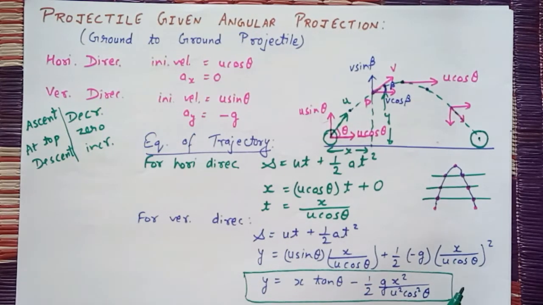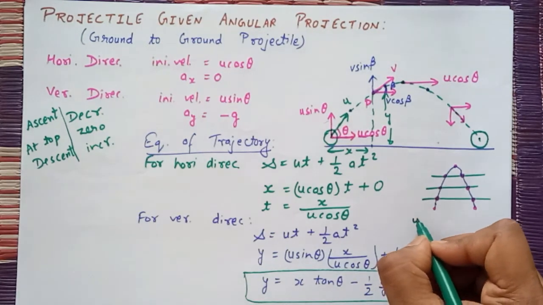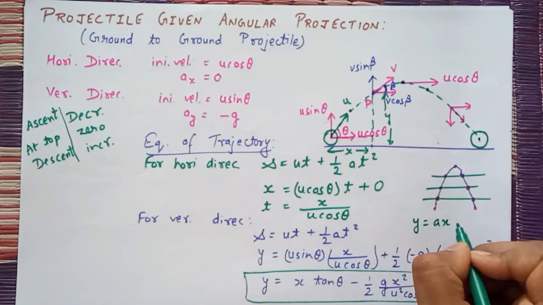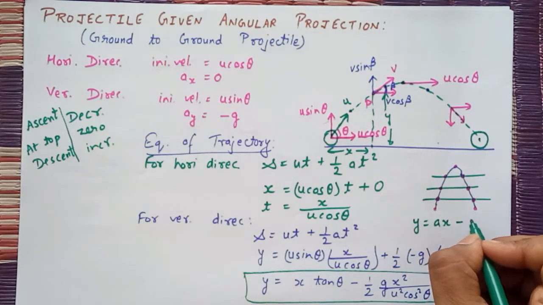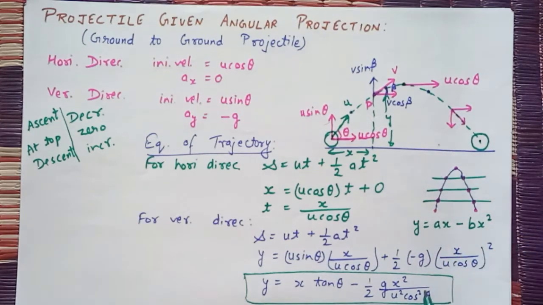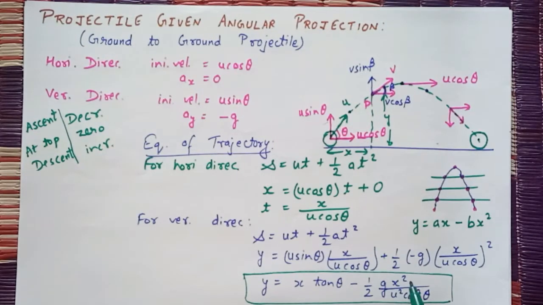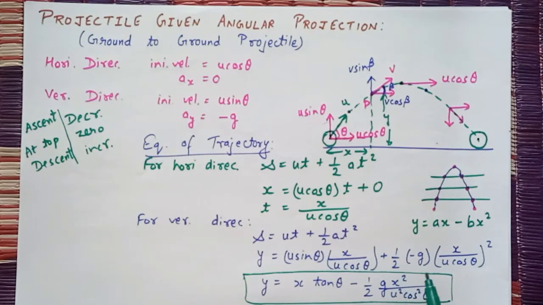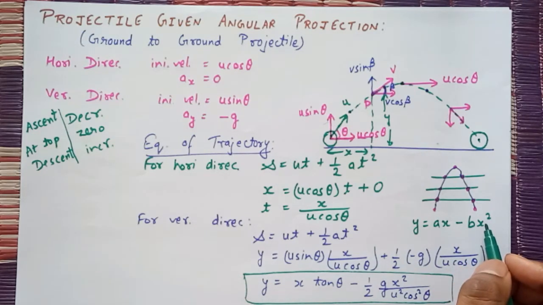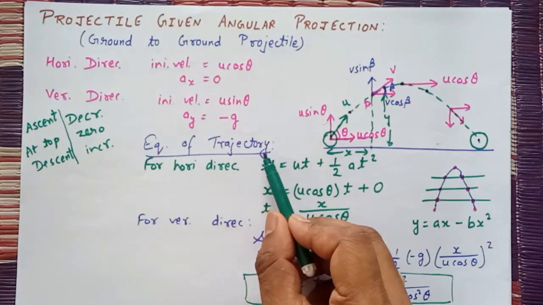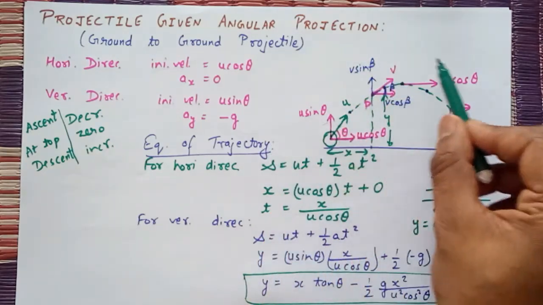Again, this equation is in the form of y is equals to ax minus bx square, considering tan theta as a, and taking everything except x square as b. So y is equals to ax minus bx square, which is the equation of parabola. So I can say that trajectory of angular projection is also a parabola.